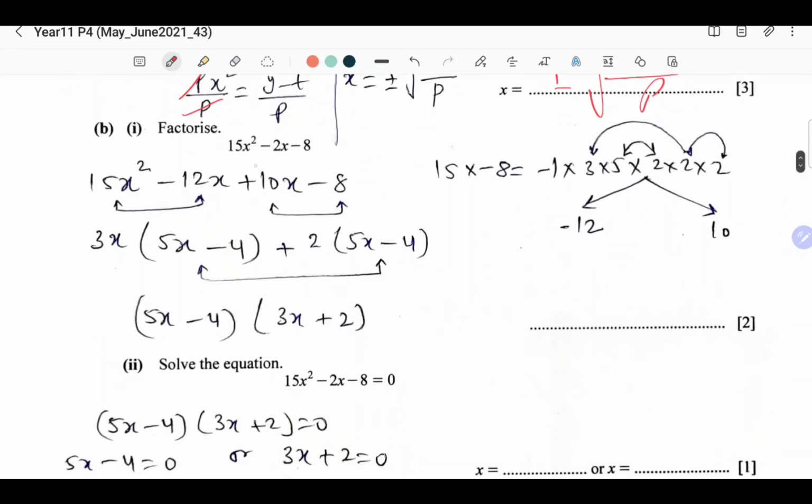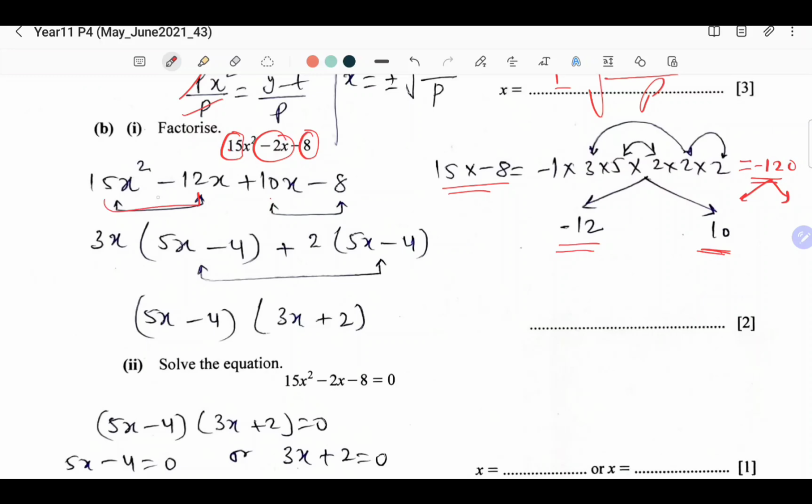Next question, factorize that. This is again a very good question. How to factorize? We have to multiply a and c first. 15 times minus 8 is minus 120. So we have to break minus 120 into two numbers such that if you multiply, you get minus 120, but if you add, you get minus 2. That can be minus 12 and plus 10, right? So 15x squared minus 2x will be written as minus 12x plus 10x, and minus 8.